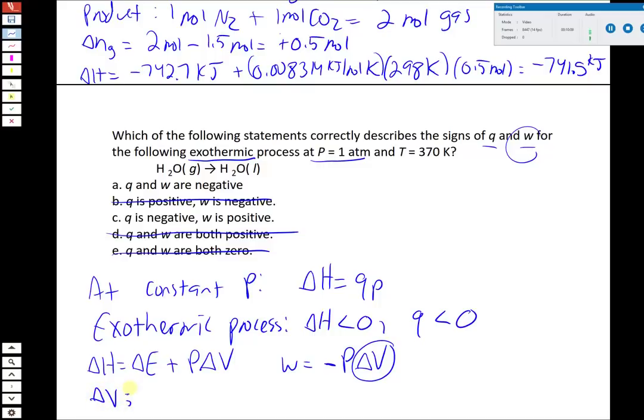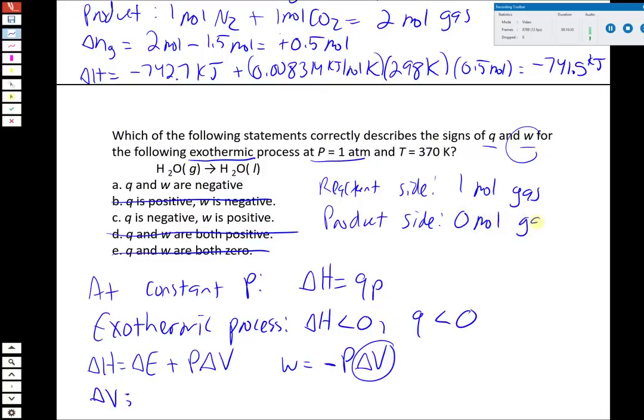All right. And again, that's where we look at the reactants and products and figure out where we have gases and where we don't have gases. So if we have on the reactant side, we have 1 mole of gas, H2O gas. On the product side, we have 0 moles of gas. If the number of moles of gas is decreasing, that means delta V must be negative.